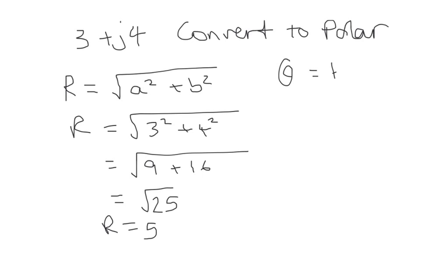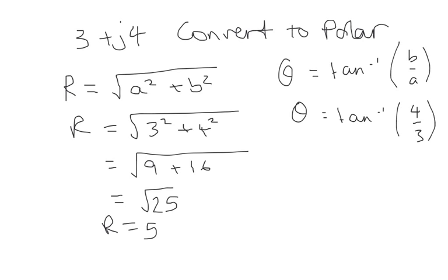Theta is the inverse tan of b over a. So theta is the inverse tan of 4 over 3, which is 53.1 degrees. So we write our polar form of our complex number as 5 angle 53.1 degrees.